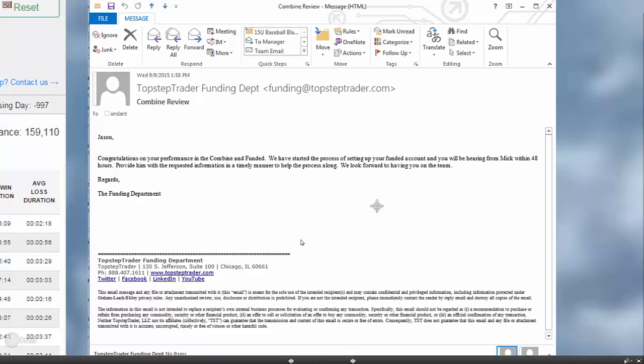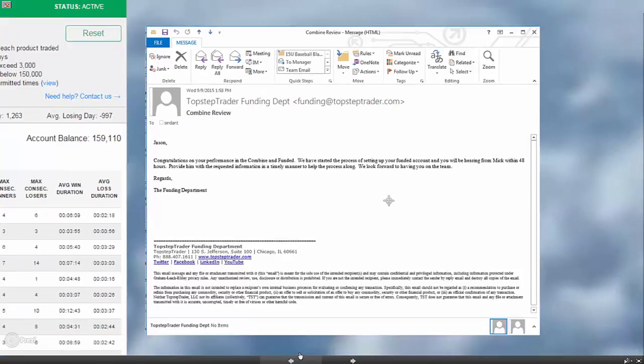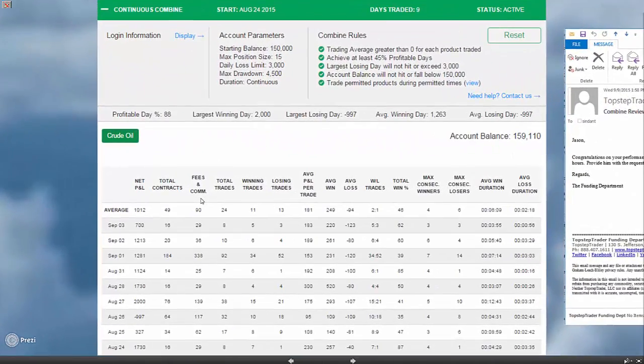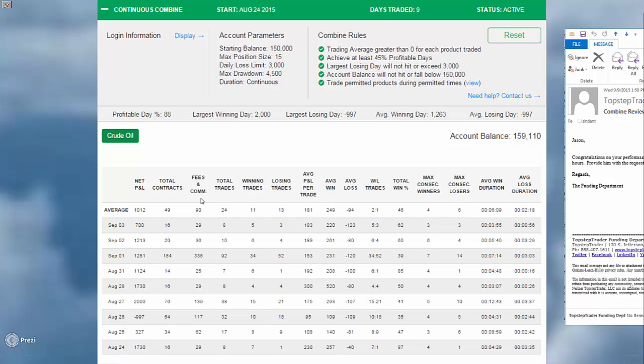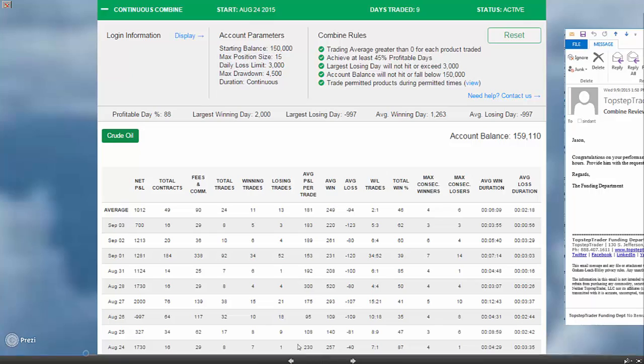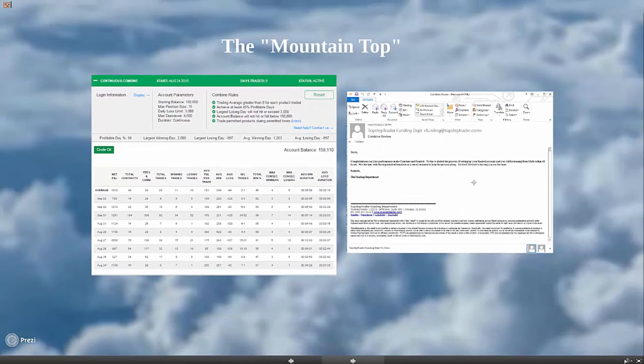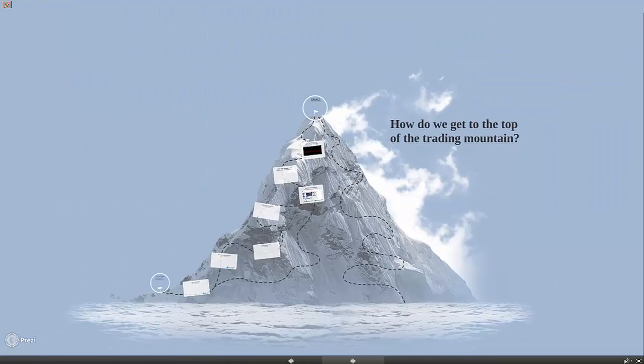Okay, so what does that say? That says that this performance was so strong, and I'm going to show you what I did to get here, that they didn't even need to take me to that next step. They were automatically going to put me in the live funded account based on the results of this particular combine, and I'm going to show you what I did to get there. Okay, so on to the next slide.